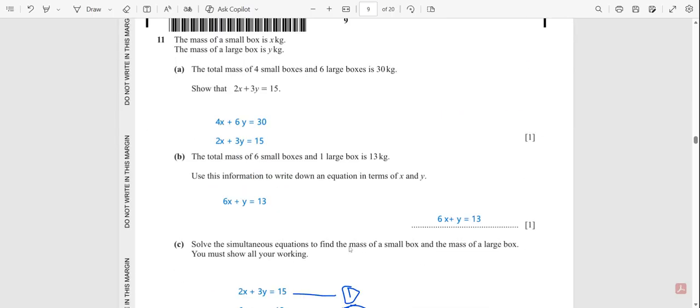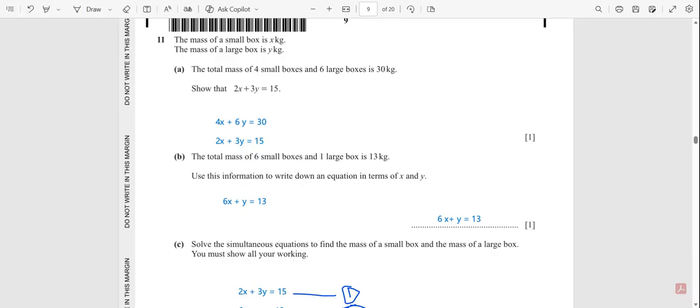Okay, question number 11. The mass of a small box is x kg. The mass of a large box is y kg. The total mass of 4 small boxes and 6 large boxes is 30 kg. Show that 2x plus 3y is 15. So 4x plus 6y is 30. So I divide this equation by 2, I get 2x plus 3y is 15.